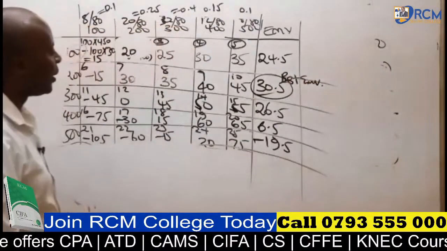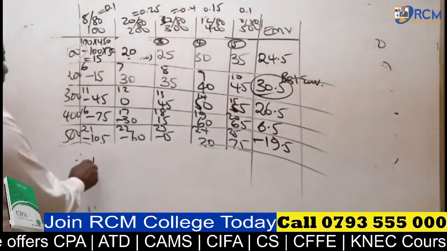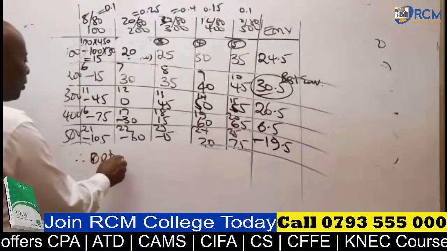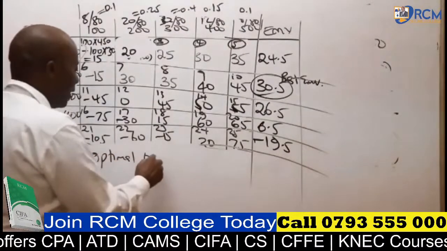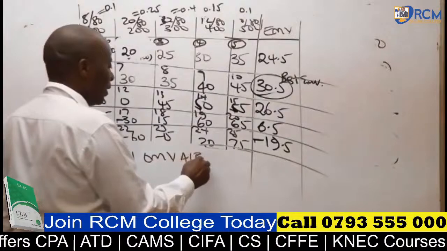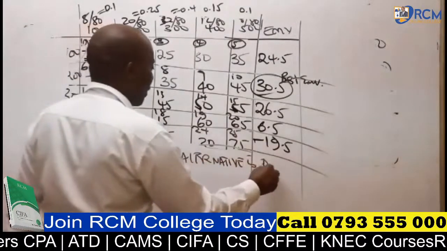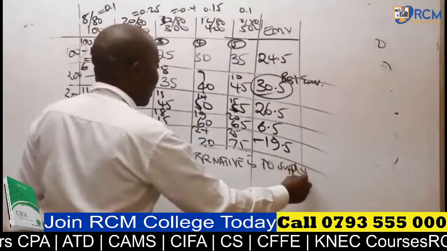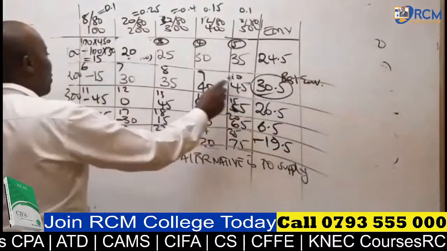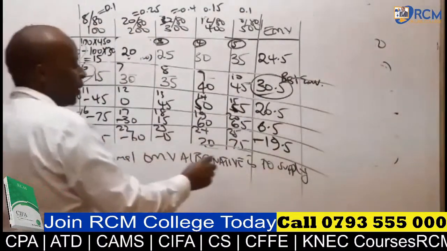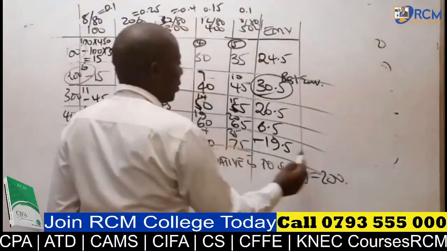So implying, ladies and gentlemen, that the best or optimal EMV alternative is to supply the one that corresponds to this, which is to supply 200 units.